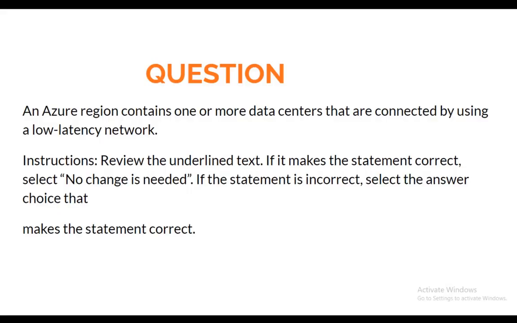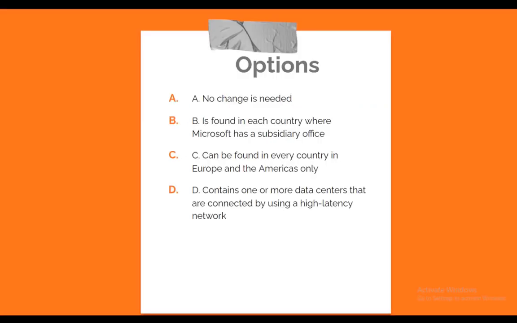Next question. An Azure region contains one or more data centers that are connected by using a low latency network. Instructions. Review the underlined text. If it makes the statement correct, select no changes needed. If the statement is incorrect, select the answer choice that makes the statement correct. And here are the options. Option A, no changes needed.